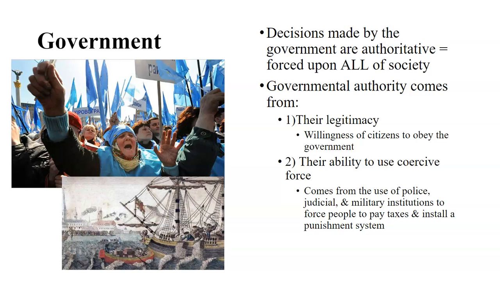And then 2, their ability to use coercive force. And it's the government's ability to use force when necessary, and not necessary in some cases, because governments aren't perfect. They will use force when they don't necessarily have to, from the police, from the military, or even from the judicial system, to force people to pay things like taxes or install a punishment system or so forth. Okay, so these 2 ideas you have to remember in terms of where does the government authority come from. 1, it comes mainly from the legitimacy. 2, it comes from really their ability to use coercive force.